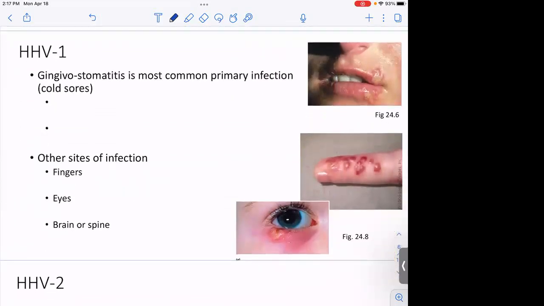Okay. So a little bit more about HHV1, gingivostomatitis. That's the fancy name for fever blisters, sometimes referred to as cold sores. They are transmitted by close contact.